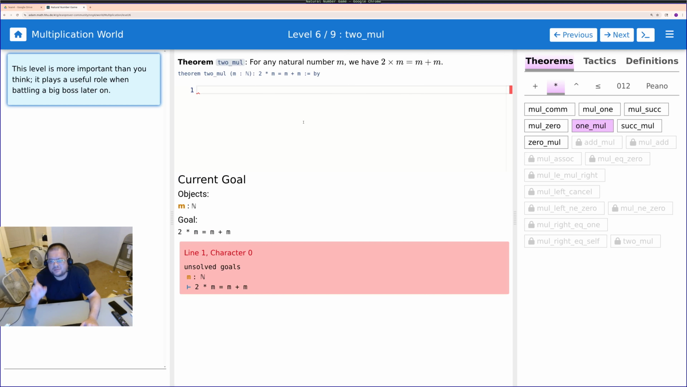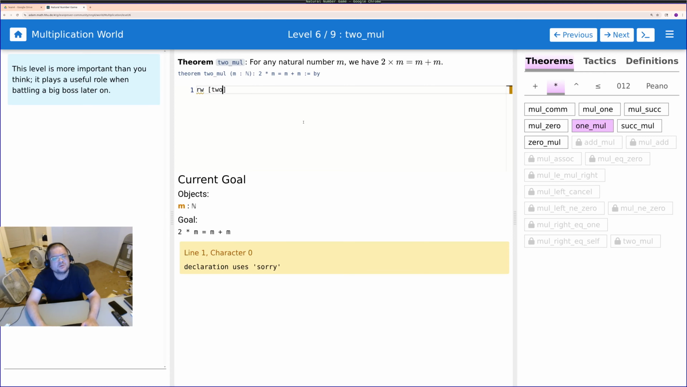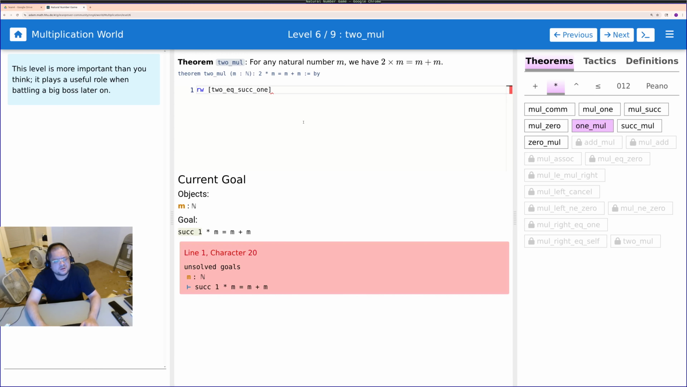So same thing, except we have one multiply now. So we have one multiply, which we use. So rewrite 2 equal successor 1. Successor multiply, 1 multiply, and we're done.